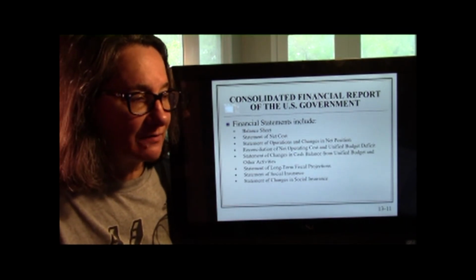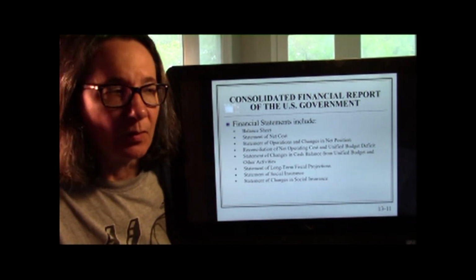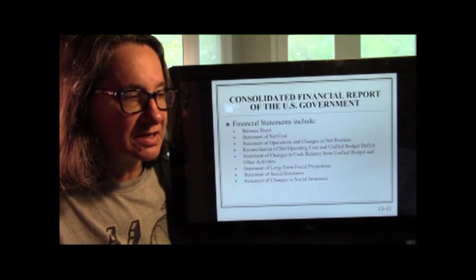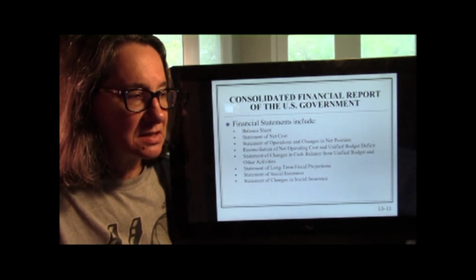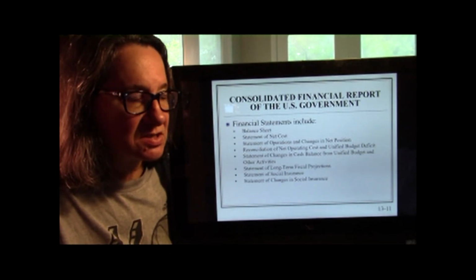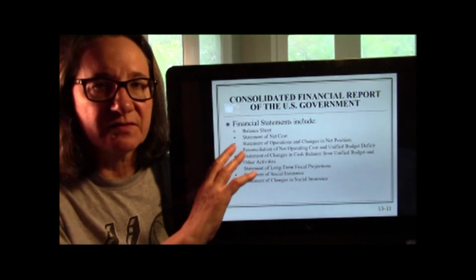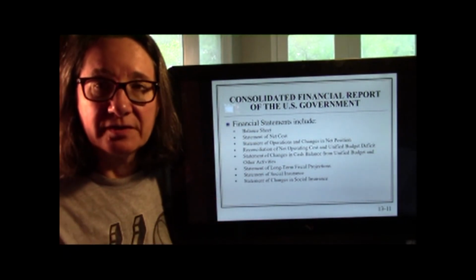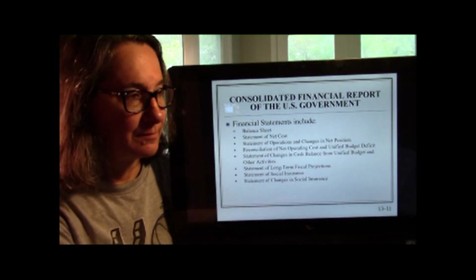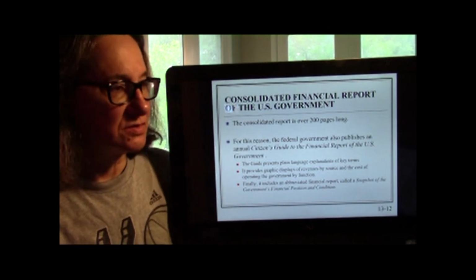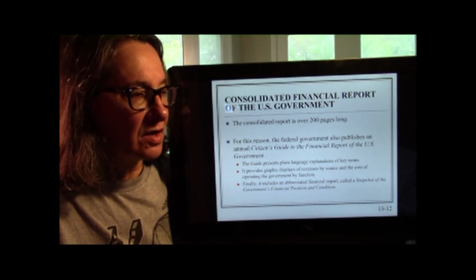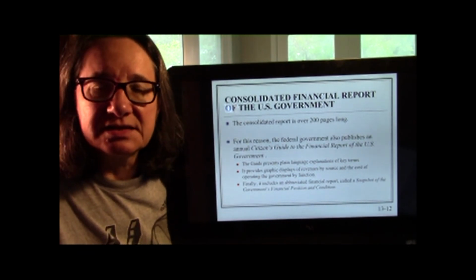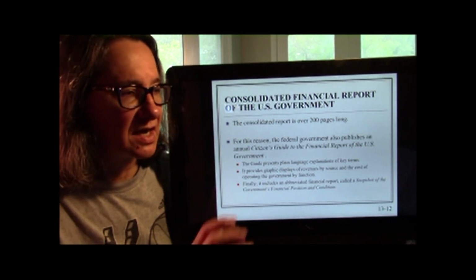So the federal government financial statement, as you'll see when you go look at it for your homework, has a balance sheet, net cost of operations, changes in net position, reconciliation of changes in cash balance, statement of long-term fiscal projections, social insurance, and changes in social insurance. So there are a lot more statements in that federal financial statement. But remember, they're consolidating all branches of the federal government. So the consolidated report is pretty long, and it also publishes a citizen's guide. So instead of having to be an accountant and understand this stuff and know what accruing means and all that, it just puts out a short guide.